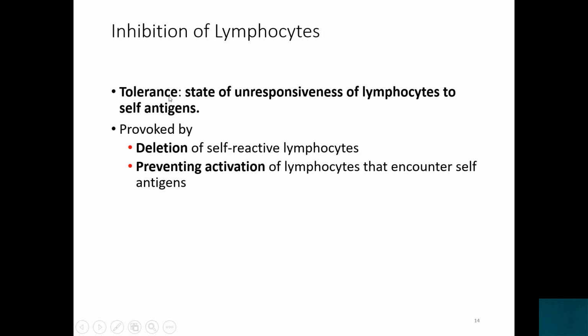Now, we already talked about tolerance. Our lymphocytes should not respond to our own self-antigens. And what do we do with those lymphocytes that respond to self-antigens, that try to destroy our own cells? They will be either deleted or their activation will be prevented. Again, if either of those steps fails, then the person develops an autoimmune disease, when our own immune system attacks certain types of our own tissues. For example, if somebody has rheumatoid arthritis, it means that their own immune system attacks tissues in their joints and causes arthritis.